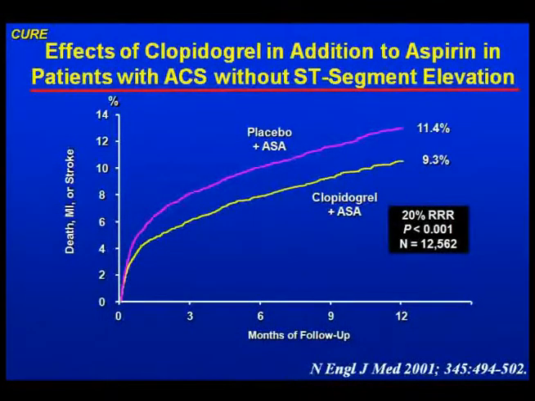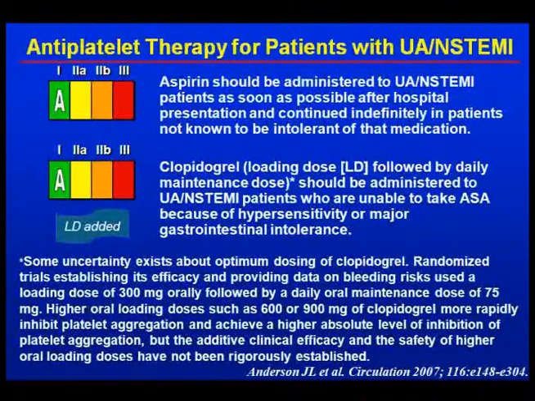This trial you probably have heard of, although it's 9 years old now. It's the CURE trial. In this trial, patients with acute coronary syndrome were randomized to either placebo plus aspirin or the combination of clopidogrel plus aspirin. And you can see here there's a significant 20% reduction in the risk of death, MI, or stroke over the period of 1 year. And that's mainly why clopidogrel became part of the pharmacologic treatment of acute coronary syndrome patients.